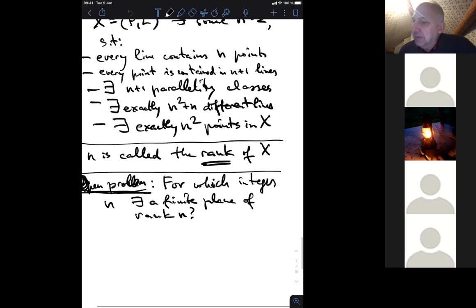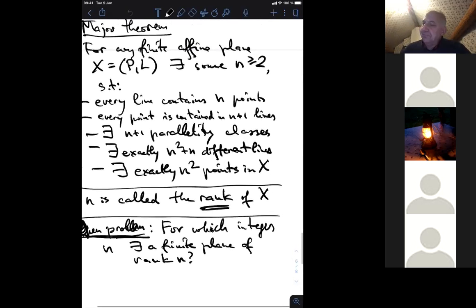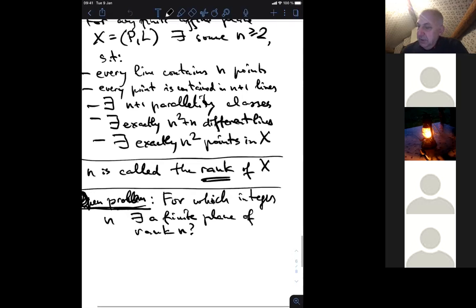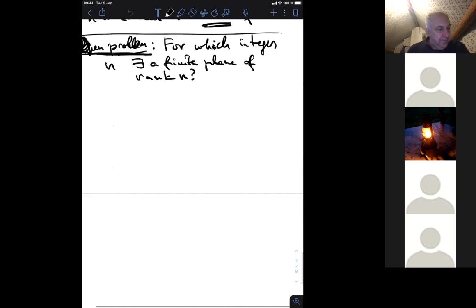So let me continue. Let me repeat our major theorem, and then we'll continue with the proof. We are claiming that for any finite affine plane, there exists a positive integer n, at least 2, such that the number of points is n squared, the number of lines is n squared plus n. Every line has n points, every point is on n plus 1 lines, and there are n plus 1 parallelity classes of lines. Okay, so let us start proving that.